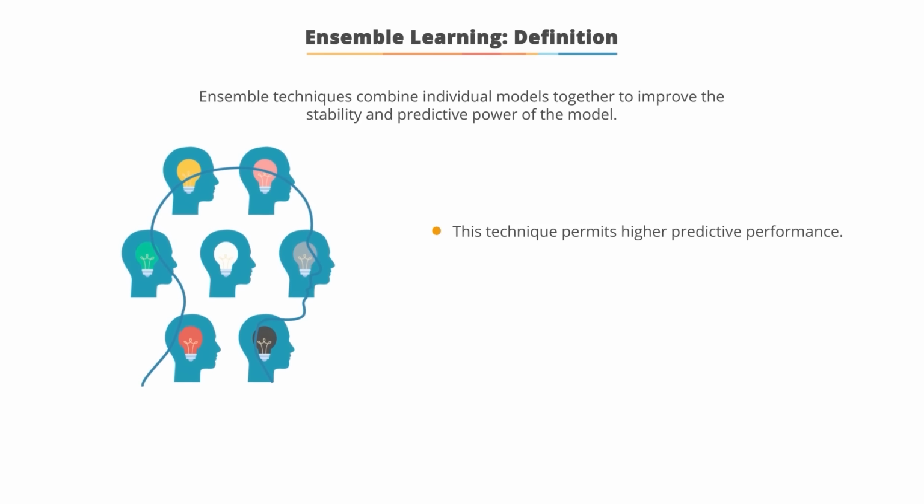This approach permits higher predictive performance compared to a single model. Ensemble finds ways to combine multiple machine learning models into one predictive model in order to decrease variance using bagging, decrease bias using boosting, or improve predictions using stacking.